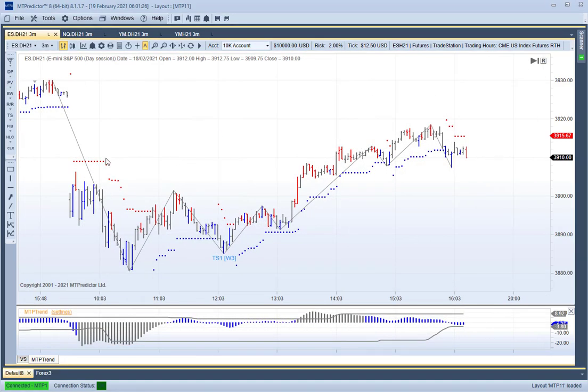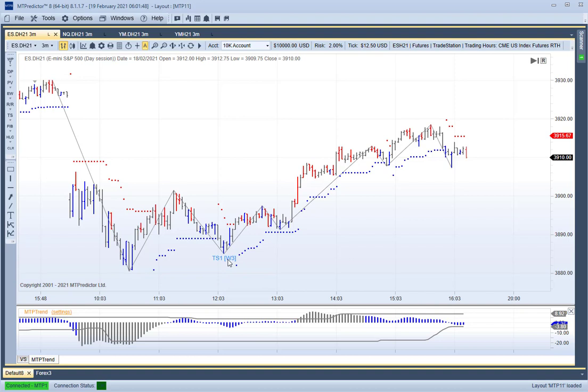Right, this is a 3-minute chart of the ES using our standalone MTPredictor version. We're plotting using the RTH, or the regular trading hours, which are from 9:30 to 16:15 New York time. So the trade setup I'd like to look at is this TS1 W3 trade setup. As you can see, it turned out very nicely indeed.